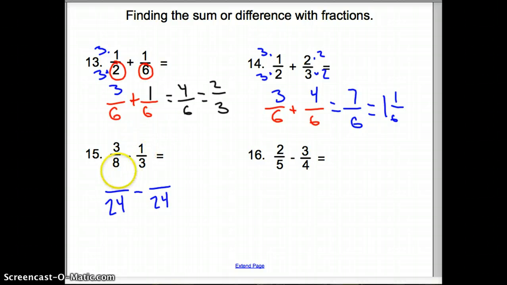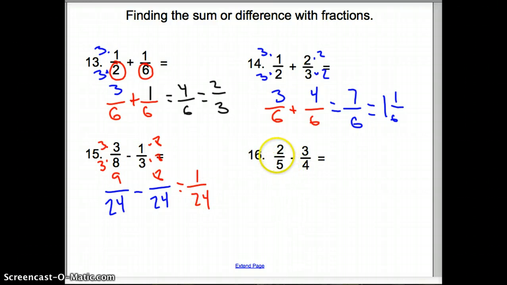Now, how did I get that 8 to be 24? I had to take that times 3. So what I do to the bottom, I have to do to the top. 3 times 3 is 9. Now, how did I get this 3 to become a 24? I had to take that times 8. And so what I do to the bottom, I have to do to the top. So 1 times 8 is 8. That's the sloppy 8, but 9 minus 8 is 1. We have a common denominator, so I'm going to leave it as 24.